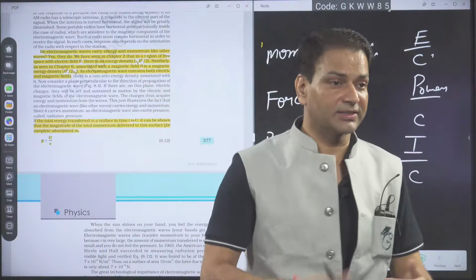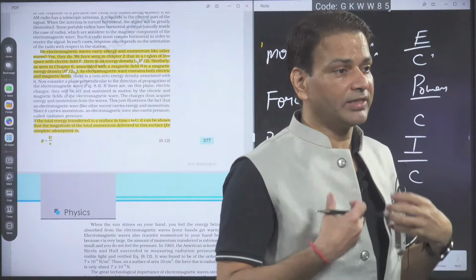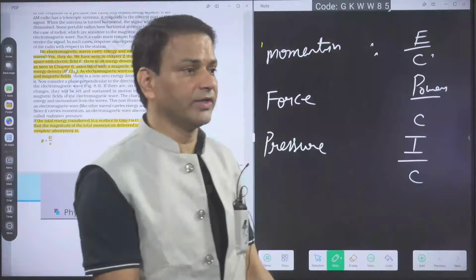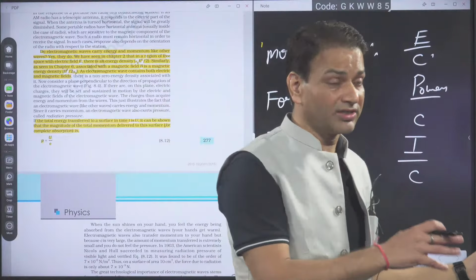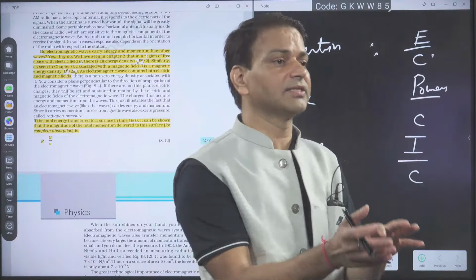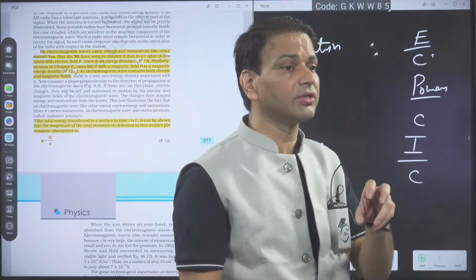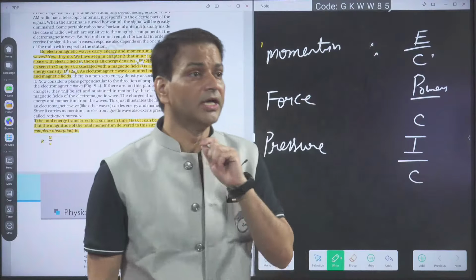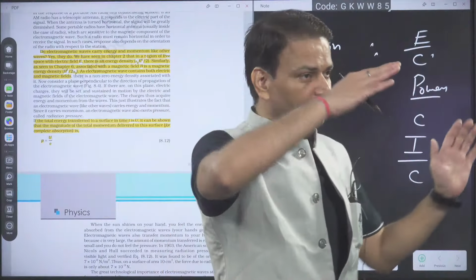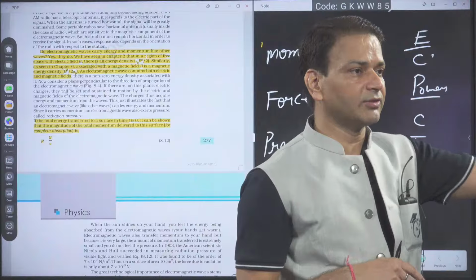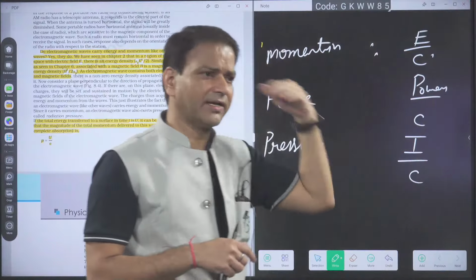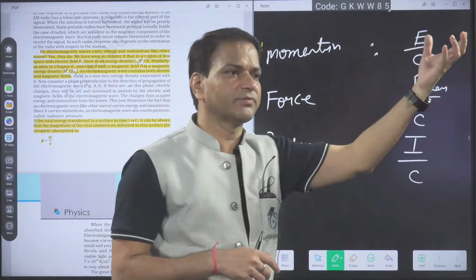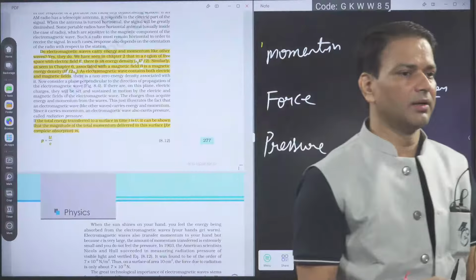On the other side, they are asking what is the total momentum delivered when the electromagnetic wave is incident on the surface? What is the force applied by the photons on the surface? What is the pressure on the surface, or they use the word radiation pressure. So how will we find it? On the left-hand side, I said the sequence of quantities: momentum, force and pressure. Everybody will keep that in mind. Momentum first, then force, then pressure.